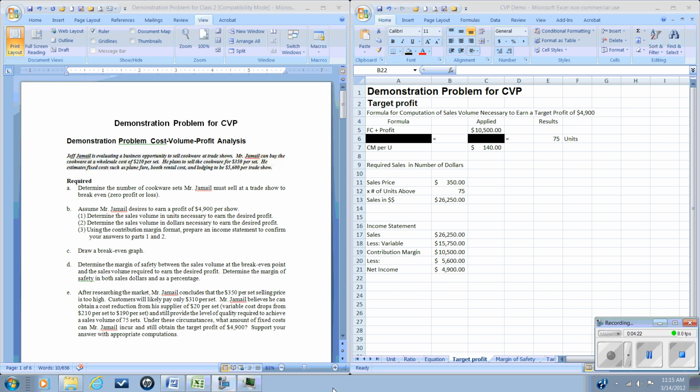Again, this is a useful planning tool. We'll be using it throughout cost accounting and when you get into business strategy and putting together your business plans.